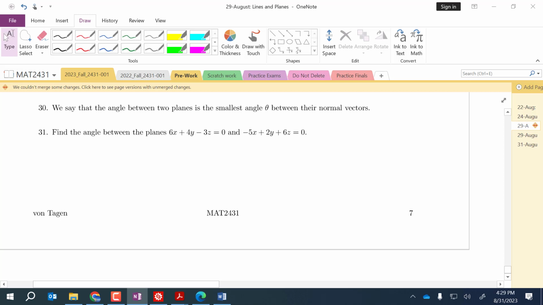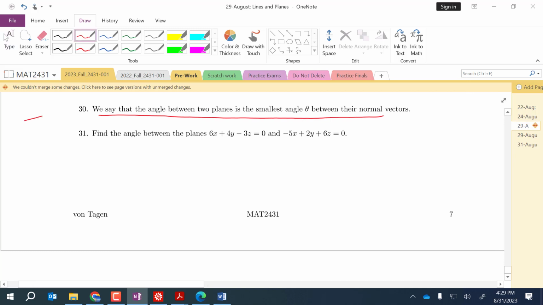So here, folks, here's just this one last fact to highlight. I don't have anything to say about it. But the angle between two planes is the smallest angle between their normal vectors. So this is the last statement, number 30. So if I have two planes here, if I want to find the angle between two planes, the first one will have a normal vector that points like this, and the second one will have a normal vector pointing like this, and I'm just going to compute the angle between their normal vectors. This theta right here, that's what we call the angle between two planes.